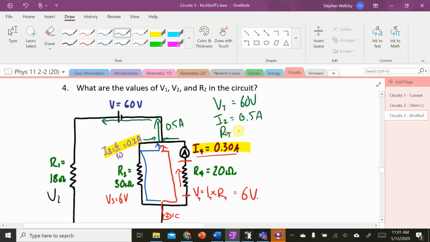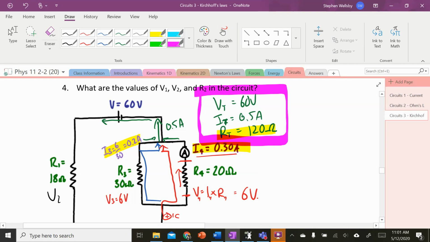And so R total is going to equal, well, again, we're looking at the total circuit here. R is V over I, so 60 divided by 0.5 is 120 ohms. So I got this new bit of information here as well. This is all kind of in its own little area. This is the total circuit information. V total is 60 volts, that's what's given by the battery. I total is 0.5, that's what's going through the circuit. And R total then by calculation has to be 120 ohms.